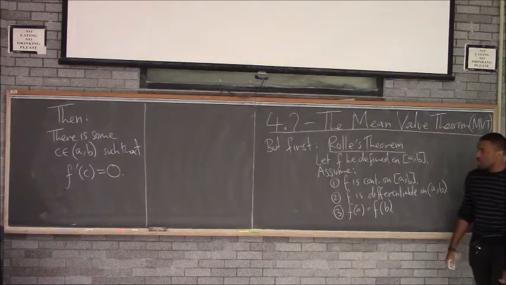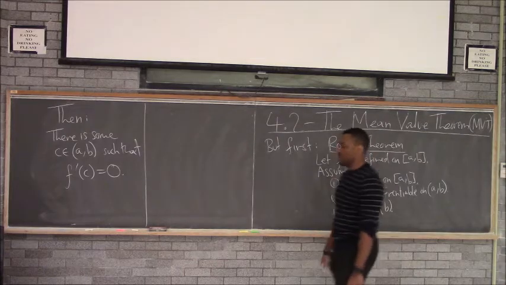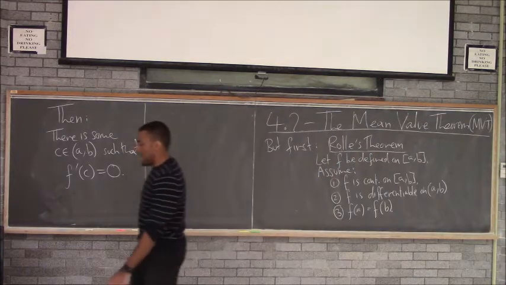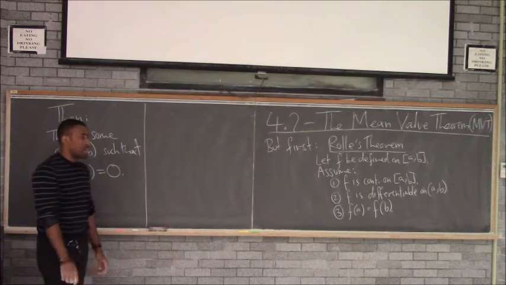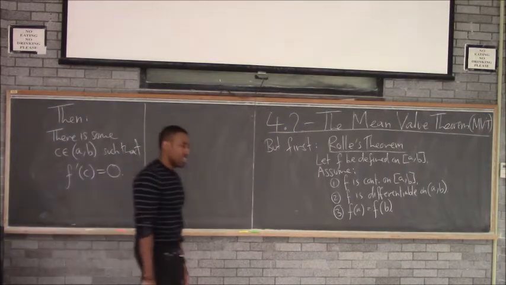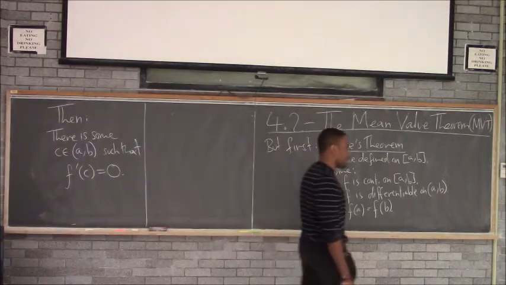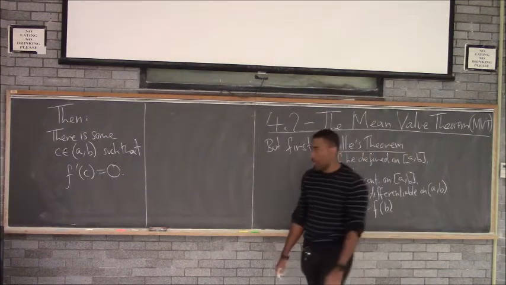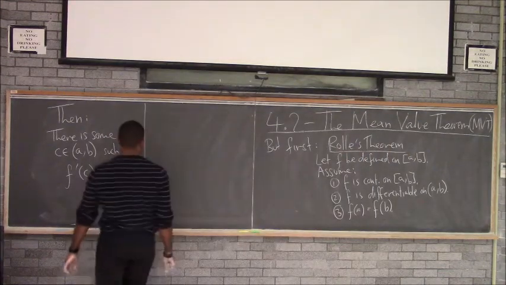Consider a function on a closed interval. If it's continuous on the closed interval, differentiable on the open interval, and the endpoints give us the same output, there has to be a point inside the interval such that the derivative gives me a value of 0.